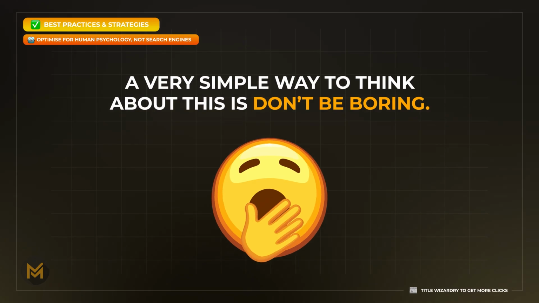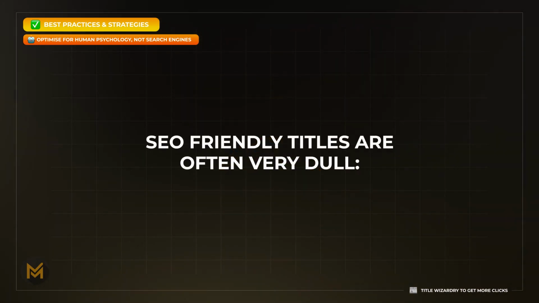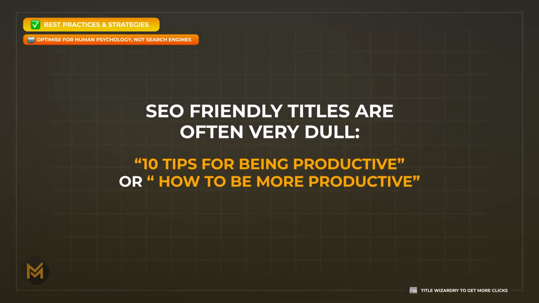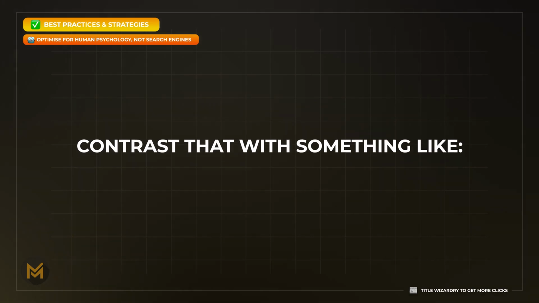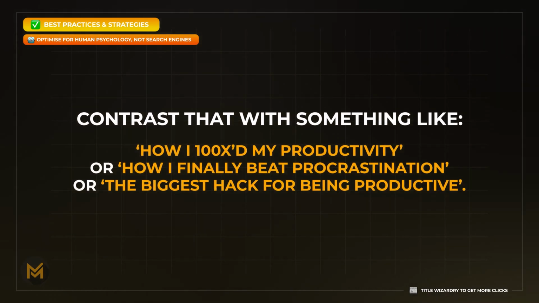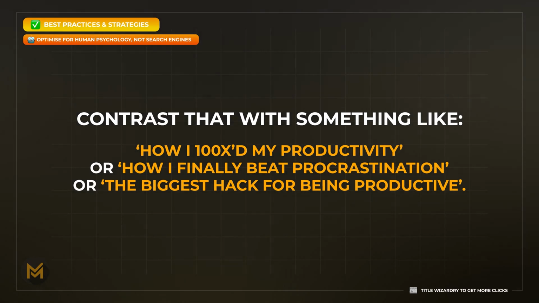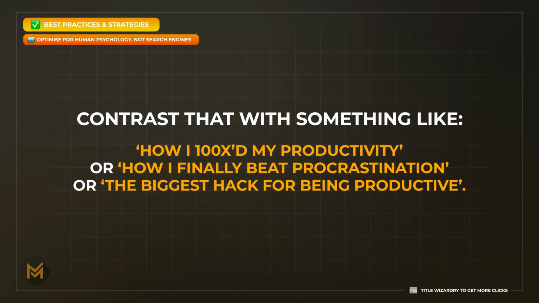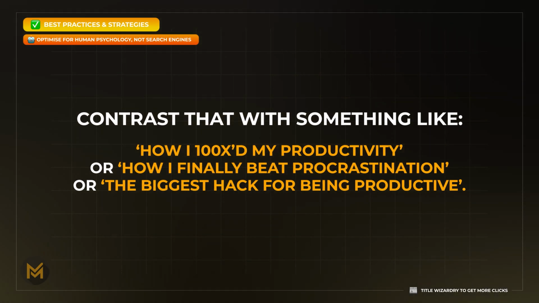A very simple way to think about this is don't be boring. SEO-friendly titles are often very dull, like 10 tips for being productive, or how to be more productive. Contrast that with something like how I 100x'd my productivity, or how I finally beat procrastination, or the biggest hack for being productive. Exact same video, but much more interesting titles for humans to actually click on, as opposed to having a searchable phrase in the title.